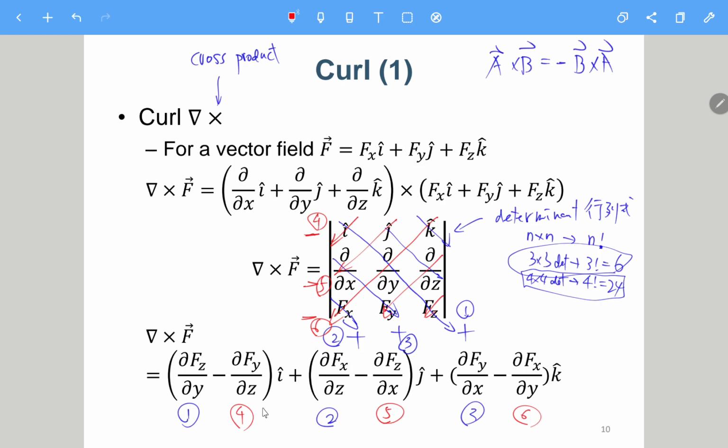Okay, so pretty much it. This is the expression for the curl operator in Cartesian coordinates.